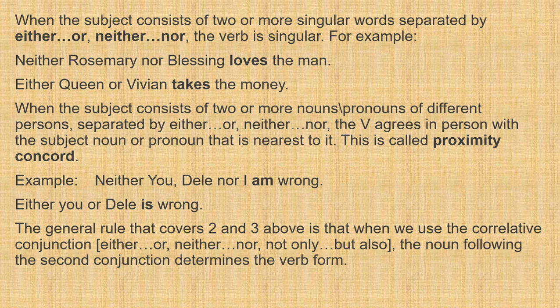The general rule that covers 2 and 3 above is that when we use the correlative conjunctions either/or, neither/nor, and not only/but also, the noun following the second conjunction determines the verb form. When you say either, you use or, so the noun or pronoun that follows or will determine the verb. And if you use neither, you will use nor. Am I communicating now? Okay. So the pronoun or noun that comes after nor will determine the verb. I hope I'm well understood. Please try it, and if you still have any challenge, let me know, or just give me your feedback so that we can look at it together.